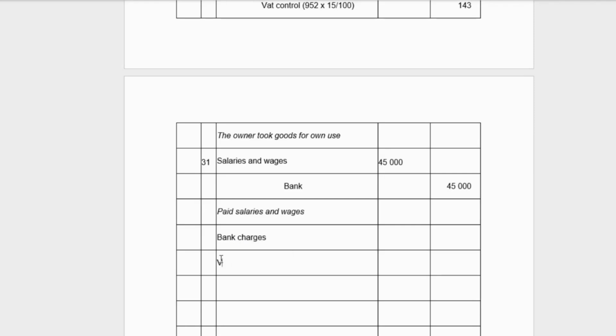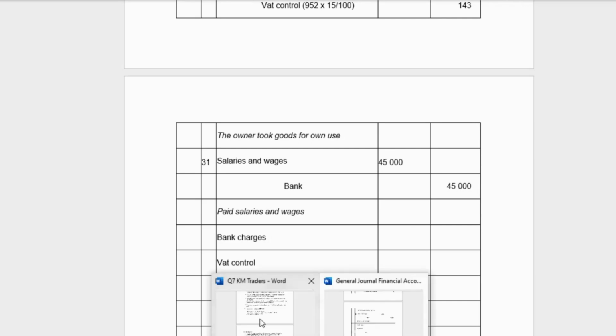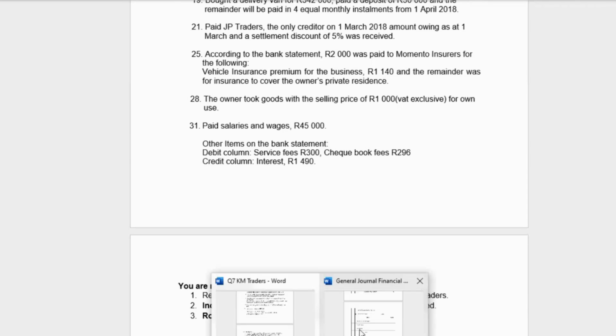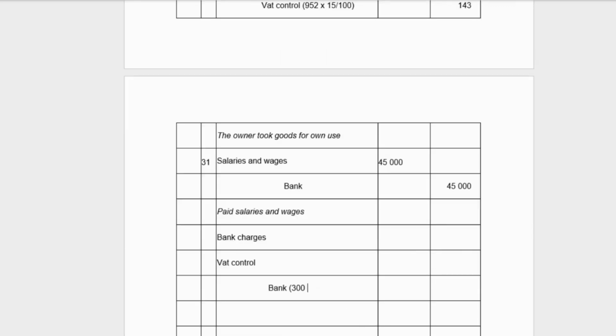You also have to account for VAT control, and you paid for this, right? Because they are in the bank statement. Definitely you paid. And then bank, right? So the bank is going to be a total of how much? A total of 300 plus 296 of checkbook and service fee. So it's going to be 300 plus 296.